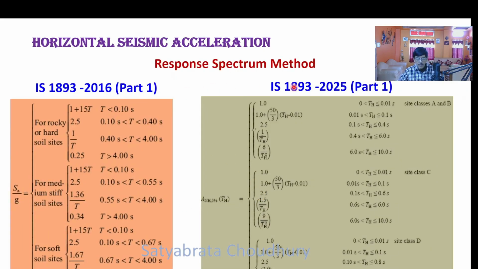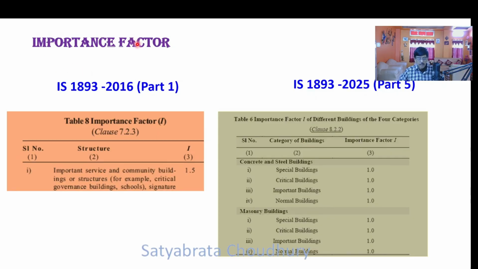Now let us take the response spectrum method. In the response spectrum method of the previous code, 1 second time period lies in this range, and again the spectral acceleration ratio is given by 1 by time period. Similarly, in the new code, 1 second lies in the zone 0.4 second to 6 seconds, and the normalized spectral acceleration ratio is again 1 by time period. So whether you take the equivalent static method or the response spectrum method, for our building the spectral acceleration ratio is 1.0.